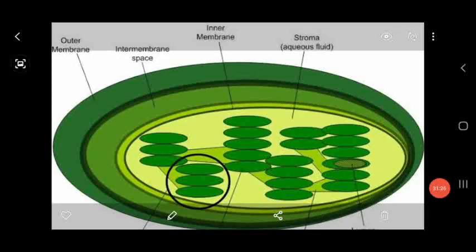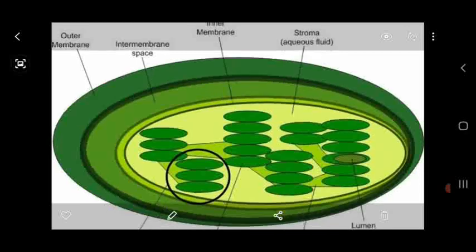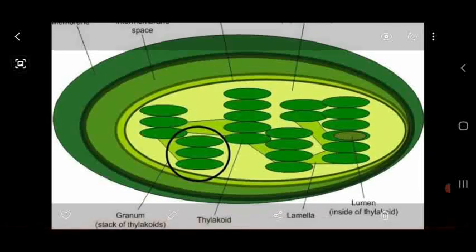Dear students, see the diagram. This is the chloroplast, with the outer membrane and inner membrane. Both are separated by a space called the intermembrane space. The region enclosed by the inner membrane is called the matrix or stroma, which is filled with aqueous fluid. In that stroma, a disc-shaped structure called the thylakoid is arranged one above another in the form of a stack of coins. That is called a granum.